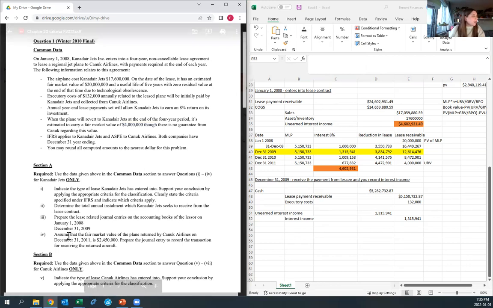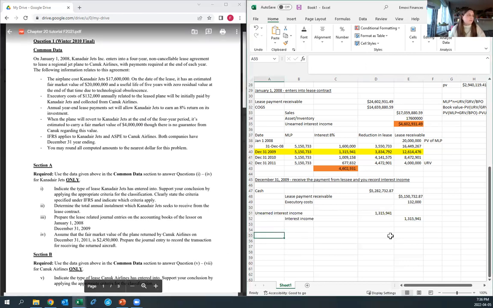Then we did question 3.4: assume that the fair market value of the plane returned by Canada Airlines on December 31st, 2011, so at the end of the term, is 2,450,000. Prepare the journal entries to record the transaction. What's going on here is that the value of the asset they're getting back, the same asset that they leased 5 years ago, has decreased to 2,450,000. But they thought they had an unguaranteed value of $4 million. So it was lower than what they expected, and they're going to have a loss for the difference between the two.